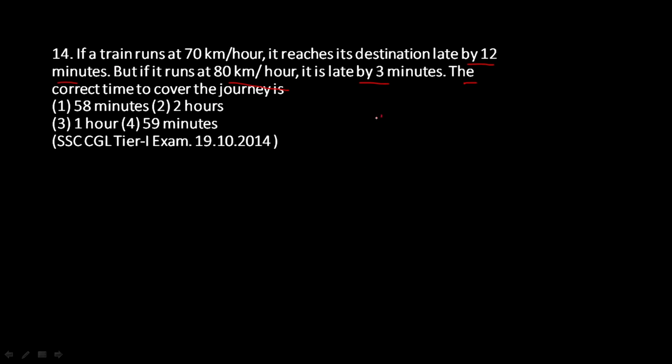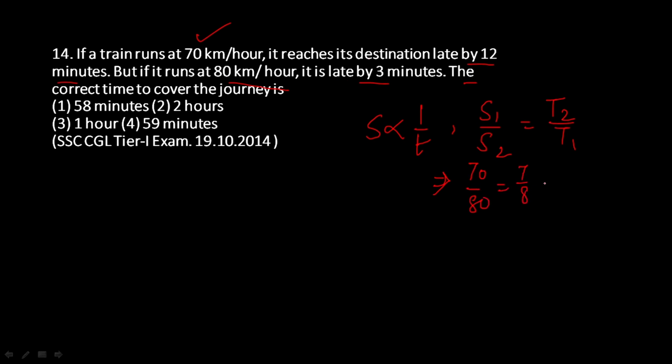What we have learned? We have learned speed is inversely proportional to time, and S1 upon S2 is equal to T2 upon T1, right? So in this case, what is S1? 70. What is S2? It's 80. Means 7 upon 8, or 7 is to 8, is the ratio of S1 and S2. So what is the ratio of T1 is to T2? It will be 8 is to 7, right? It will be interchanged. 8 is to 7.